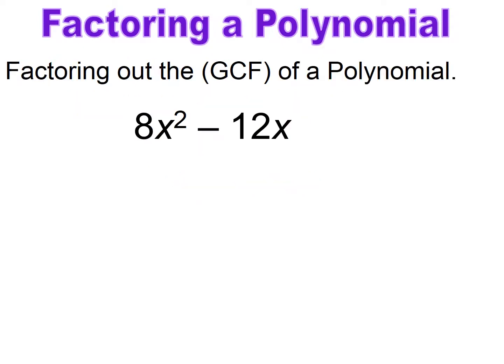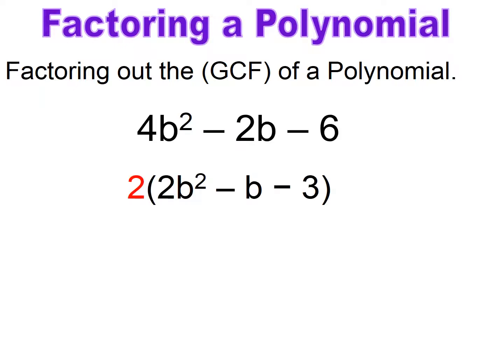Pause and try. So you see the GCF here is 4x. I divide it out of each term and I get 2x minus 3. Pause and try. My GCF here is simply 2. I divide it out of each term and I get 2b squared minus b, remember no coefficient of 1, minus 3.